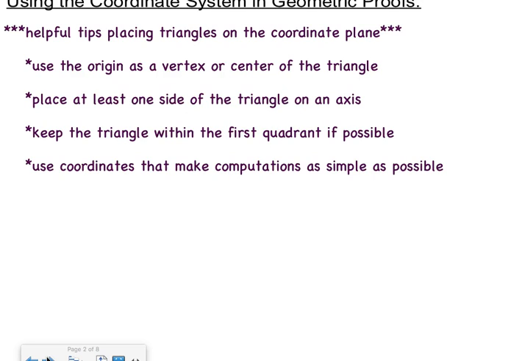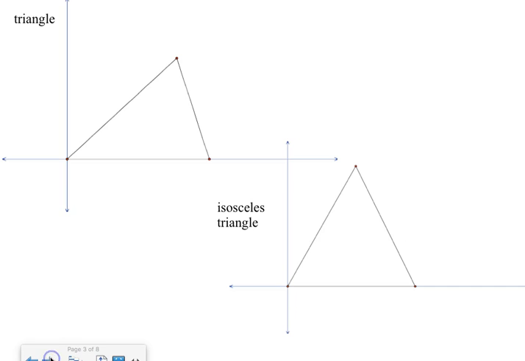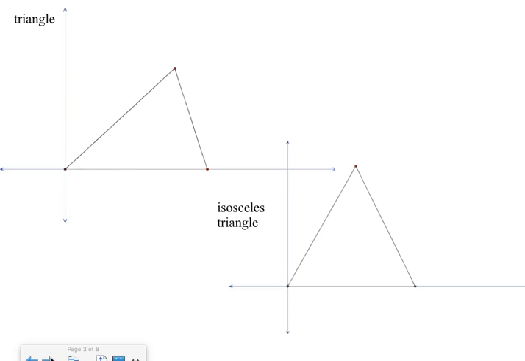And you want to place one side of your triangle on an axis, either the x or y. And then you always want to try to keep your triangle in the first quadrant if possible. Because this will help you make your calculations as simple as they can be. So let's just give some variables to these triangles here.